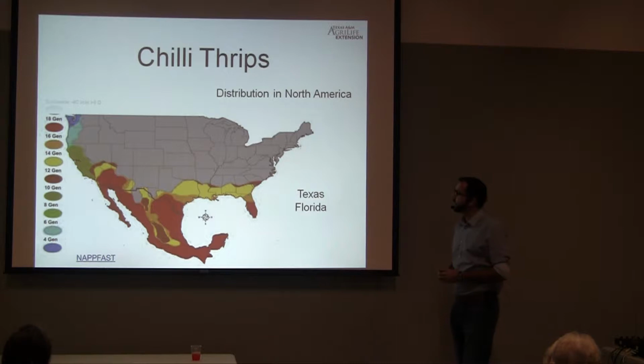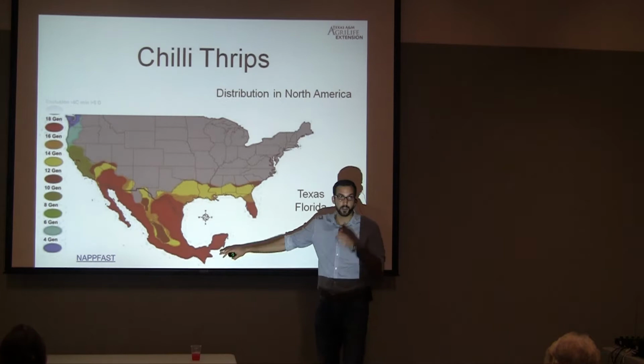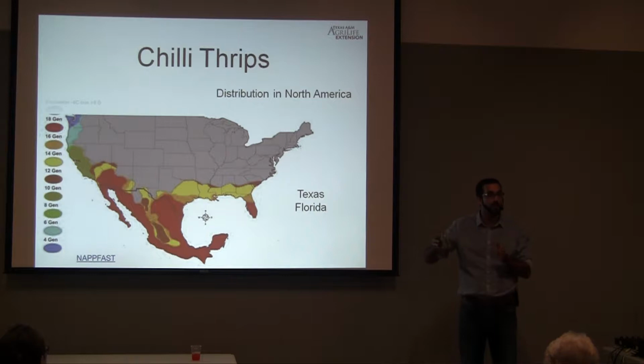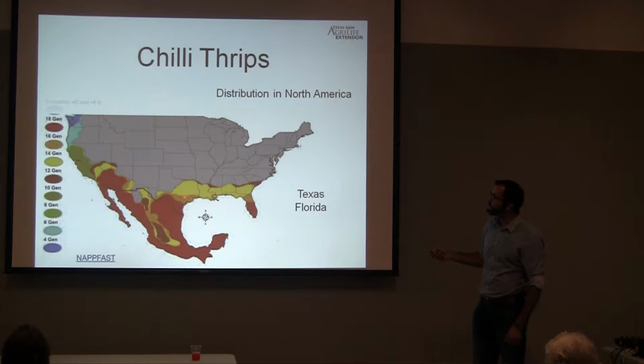And this is the number of generations you can expect. Now, as you can imagine, closer to the equator, the warmer it is. The warmer it is, again, the shorter the development cycle, so the more generations you can get. And that basically means the more multiplications in their populations you're going to get. So here in the Houston area, it's thought that they get about 16 generations in one season.